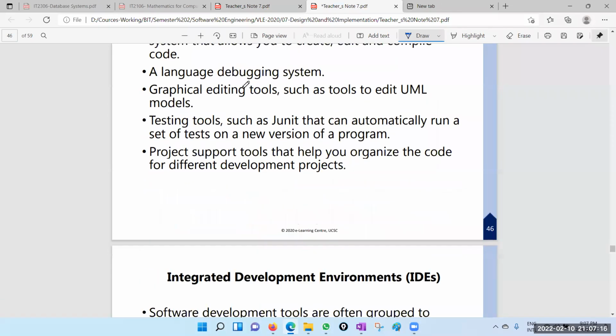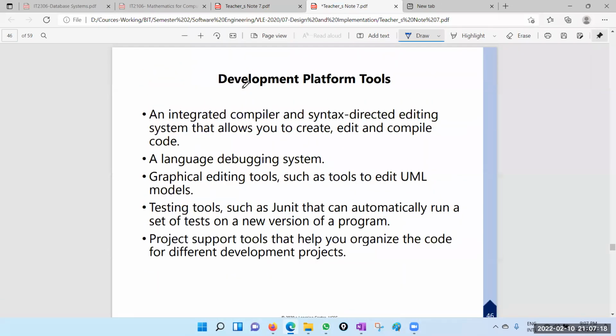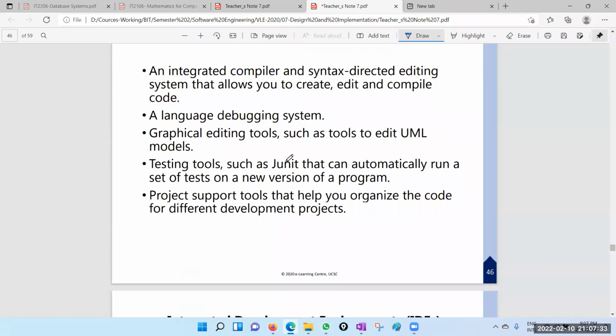Right. They have also subdivided into some tools, development tools, right? The compilers, debuggers, testing tools, right? Graphical editing tools like modeling tools, project management tools, right? All those things are possible.